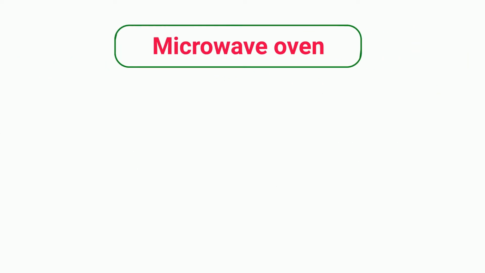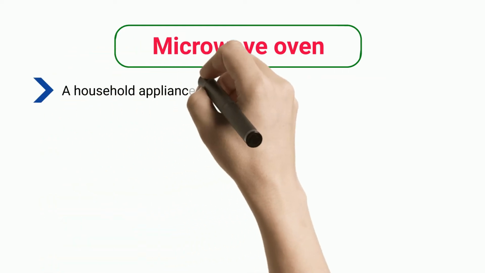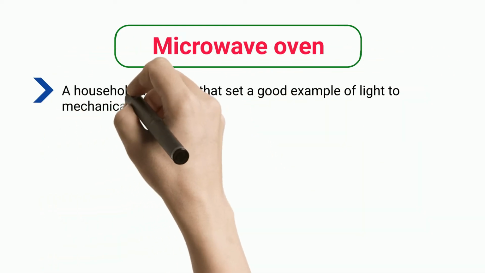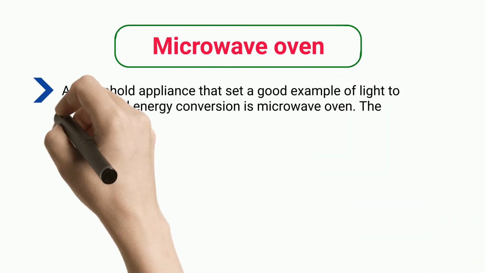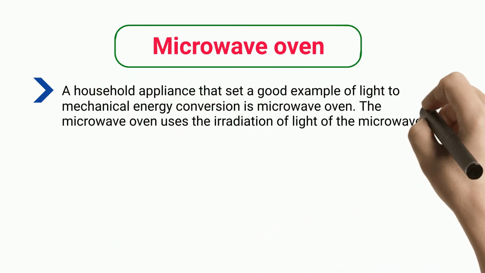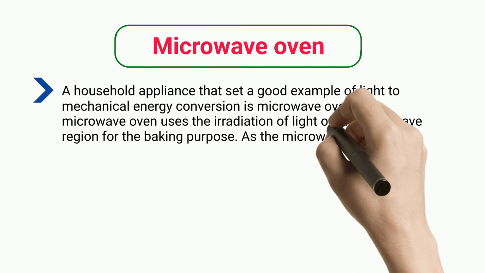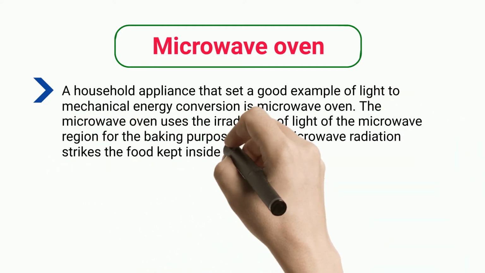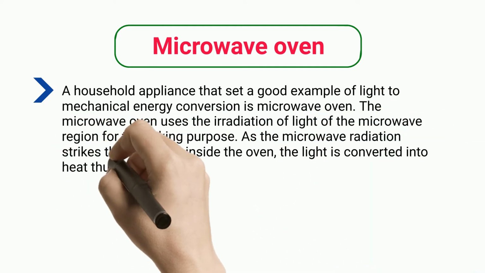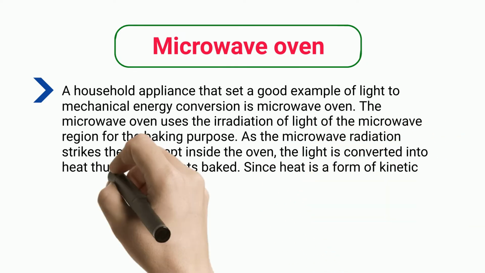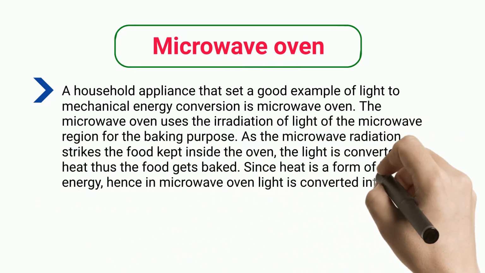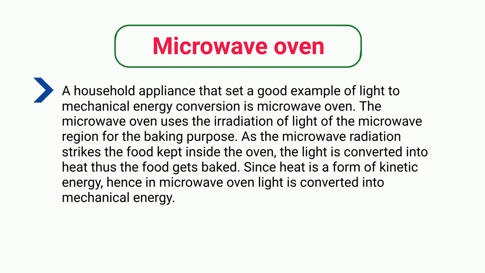Microwave oven. A household appliance that sets a good example of light to mechanical energy conversion is the microwave oven. The microwave oven uses irradiation of light in the microwave region for baking purposes. As the microwave radiation strikes the food kept inside the oven, the light is converted into heat, thus the food gets baked. Since heat is a form of kinetic energy, in a microwave oven light is converted into mechanical energy.